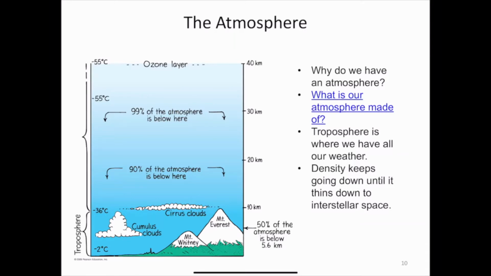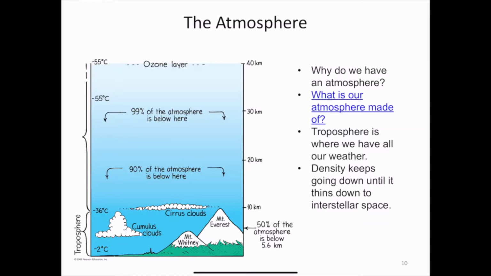In fact, 50% of the atmosphere is below about 6 kilometers from the surface. So you can see that it's a lot thicker near the surface, and it gets thinner and thinner and thinner as you go further out. Okay, so the question was, why do we have an atmosphere? Why didn't the atmospheric gases just diffuse away and go out into space? The correct answer is because of gravity.